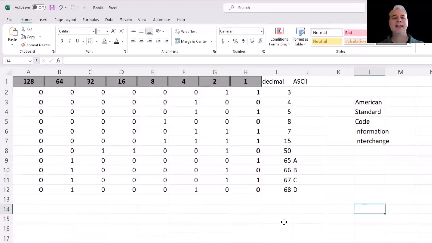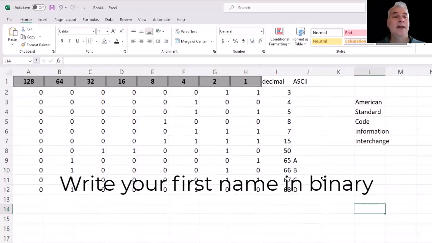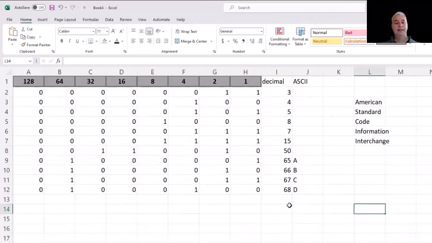So here's what I'd like you to do. Take out a piece of paper. Okay, and I'd like you to write out your first name in binary, okay? And you have everything you need to do that right here. So basically, if you keep going, D to E is going to be 69, F is going to be 70. You get the idea. And you folks online, I'd like you to do the same thing.